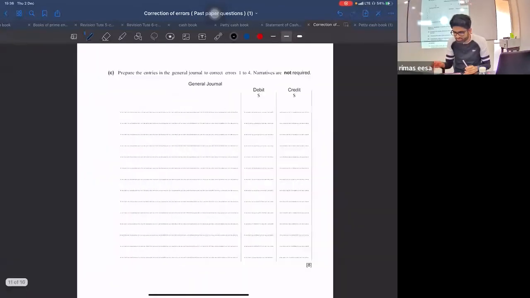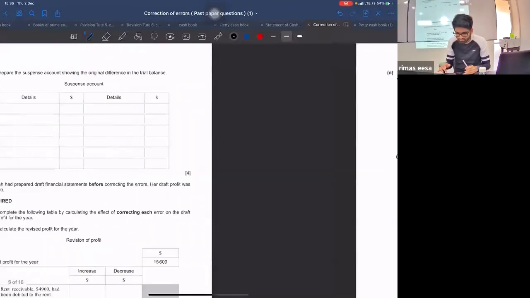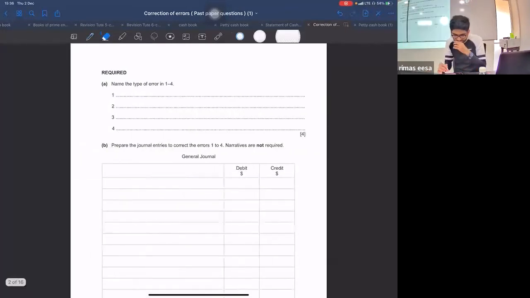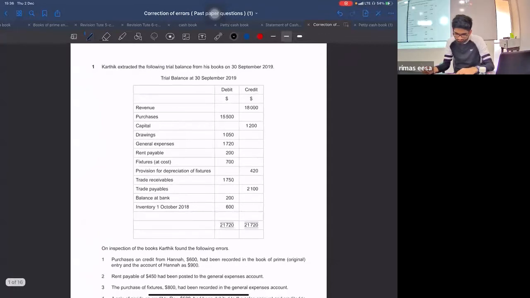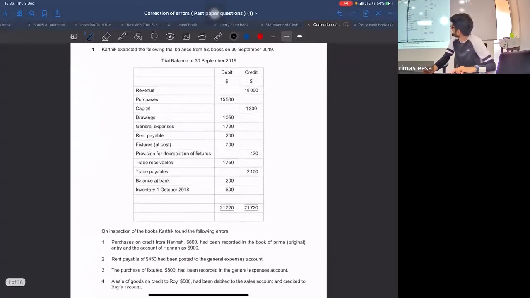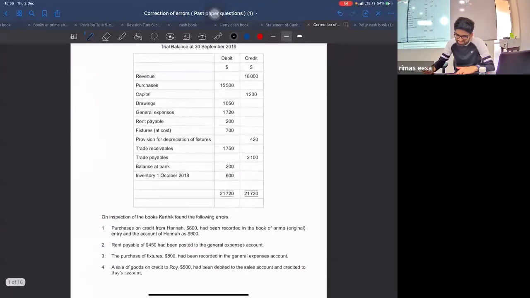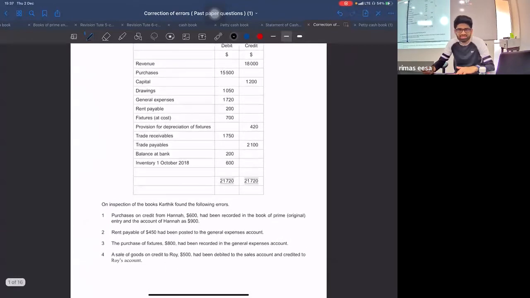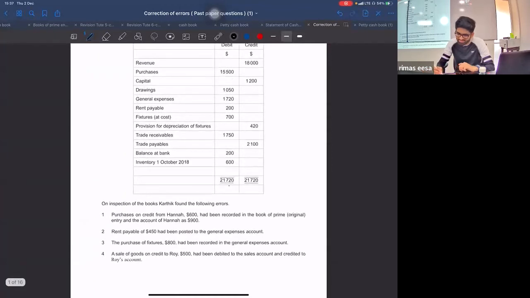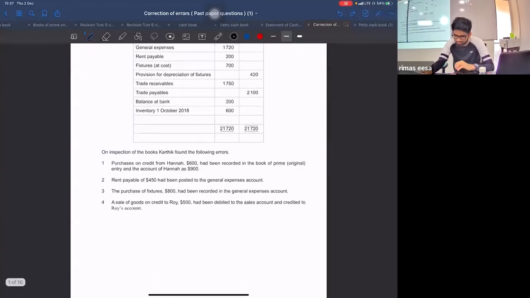Let's start with question number 1. Can everyone take question number 1 from the tute? Karthik extracted the following trial balance from the books on 30th September. Is the trial balance balancing? Just check and see. Yes, balancing, 21,720 and 21,720. Can everyone see that it's balancing? Now read. They have given you 4 errors. On inspection of the books, Karthik found the following errors.